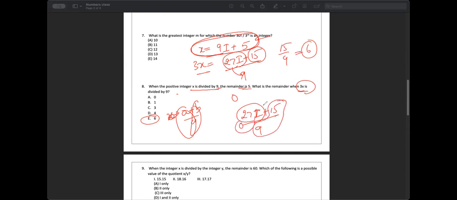Got it? So again, writing it in this form, x is equal to y into some integer plus remainder. This definitely helps a lot in understanding what is happening. So yeah, that's what it is.